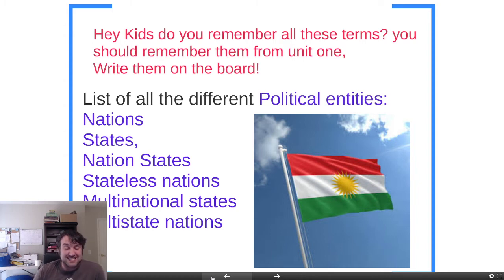And then multi-state nations. This one's a little more tricky. This is when there's a group of people who share the same cultural concepts, but they're spread out over multiple countries. I will argue that you'll really only see this in 2 parts of the world, in Latin America and in the Arab world. Because in the Arab world, Egyptians are pretty much all Muslim.